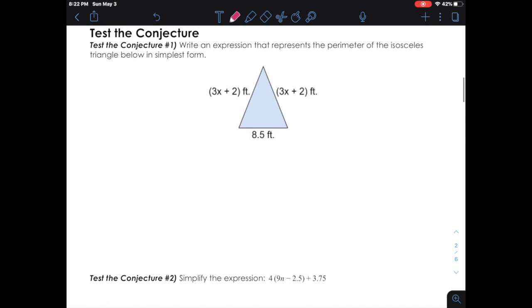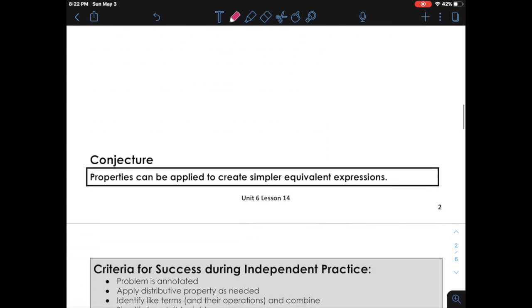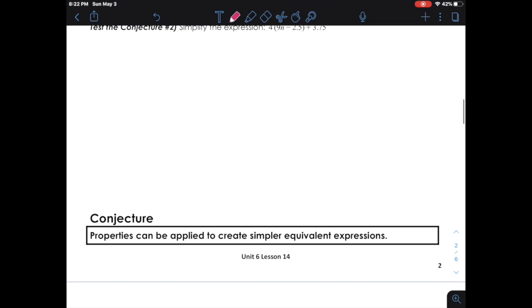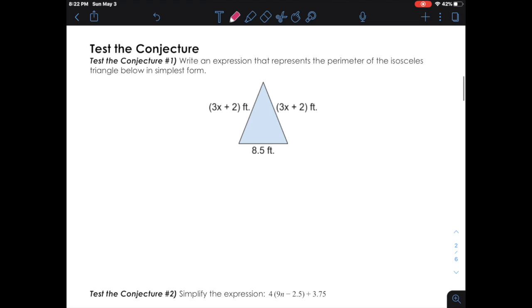Jumping into a little geometry here, we have our Tesla conjecture. Looks like we're going to have to write an expression for the perimeter of that triangle. But let's look at our conjecture that we're testing. Our conjecture says that properties can be applied to create simpler equivalent expressions. So that's what we're going to be testing today. So Tesla conjecture number 1 says, write an expression that represents the perimeter of the isosceles triangle in simplest form. So remember, perimeter is just the distance around the shape. We've already talked about that with our think about it.